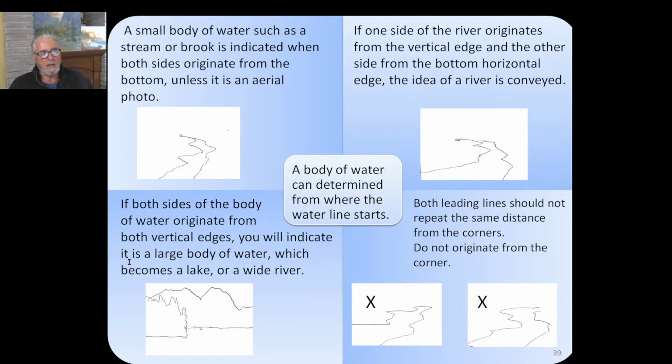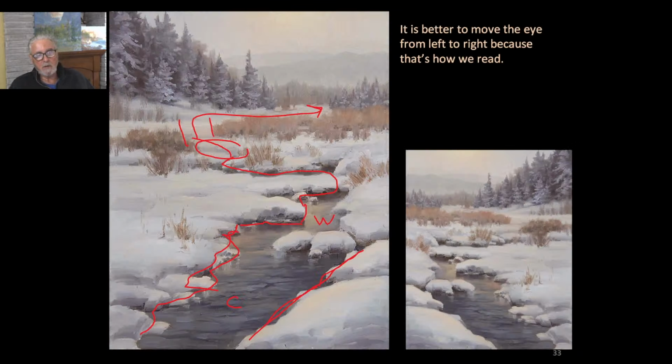A small body of water, such as a stream or brook, is indicated when both sides originate from the bottom, unless it's an aerial photo. So if I originate one line from here and one line both at the bottom, I am telling you, the viewer, that it's a small body of water. It's a narrow body of water. For example, this one here. This is a perfect example.